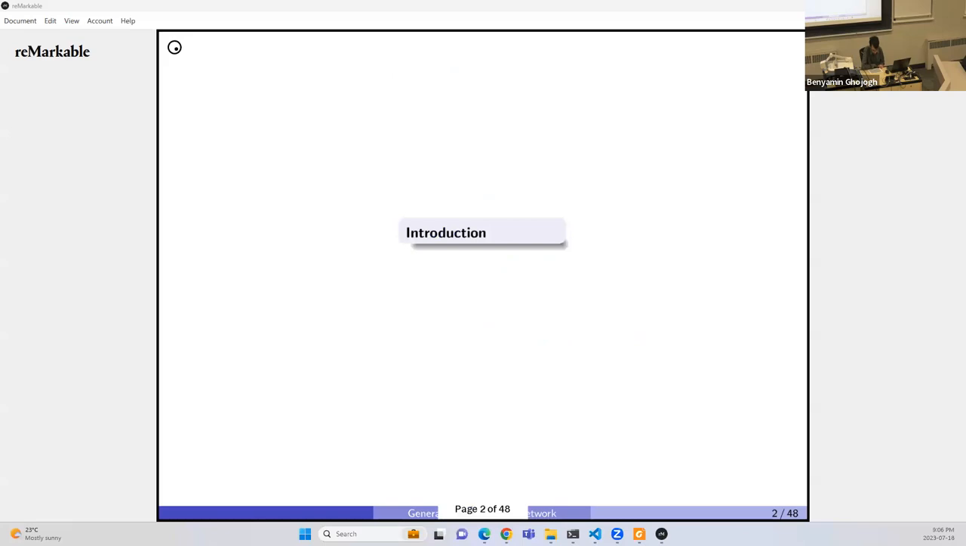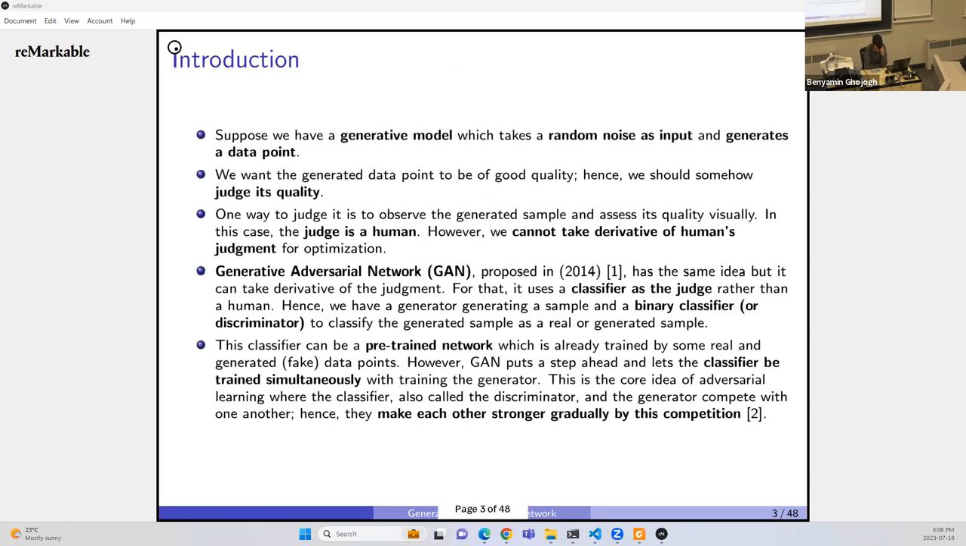Okay, generative adversarial network introduction. Suppose we have a generative model which takes a random noise as input and generates a data point. We want the generated data point to be of good quality, right? Hence, we should somehow judge its quality. One way to judge this is what? The judge can be human. We judge it visually.